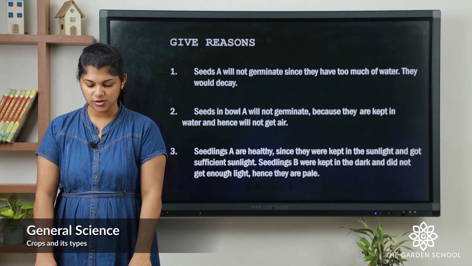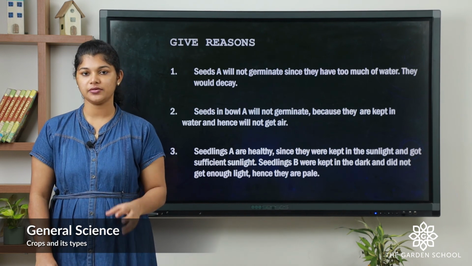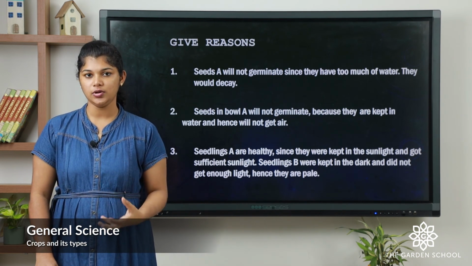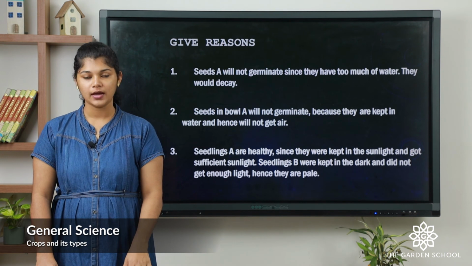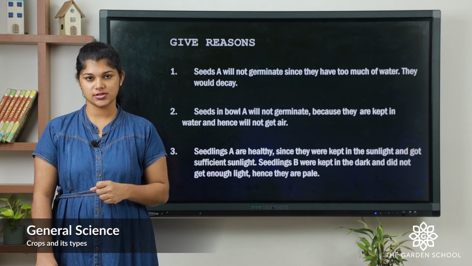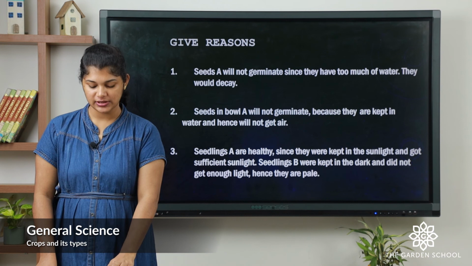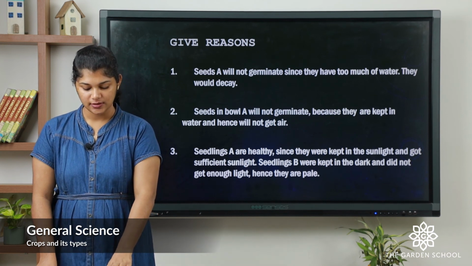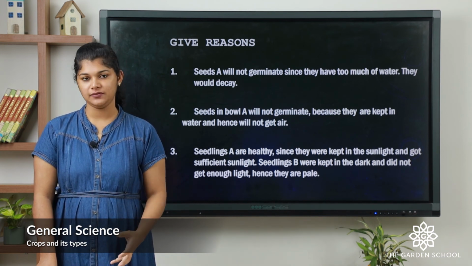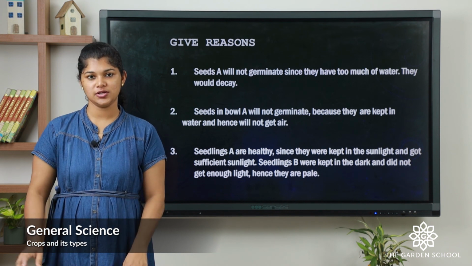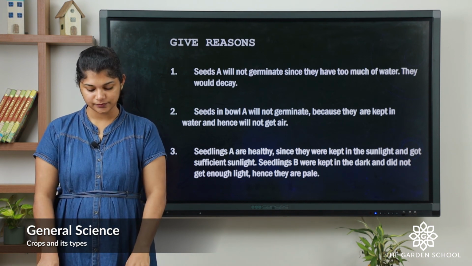In the next page, you can see the activity zone. You can read the activity and you can do according to that. And the next one is project zone. Here they have given clearly, you can obtain the seeds and you can plant it. After 5 days, you can take a snap and send it to the school WhatsApp number.